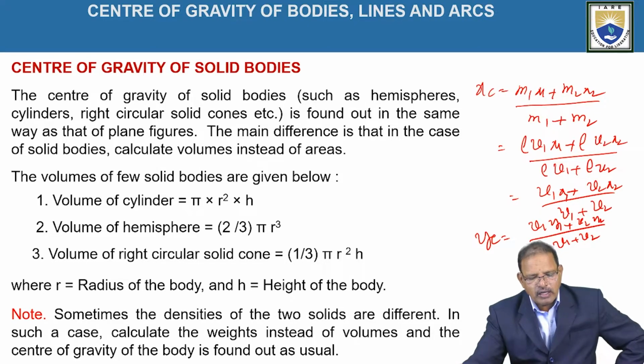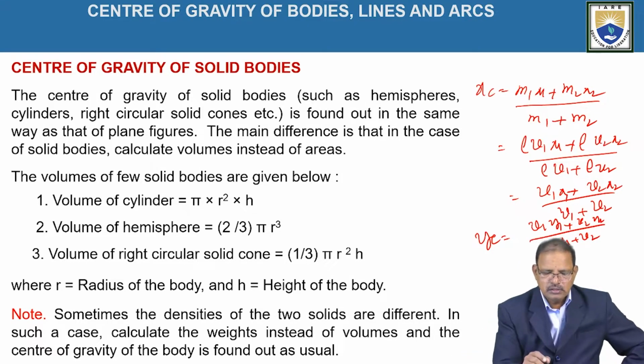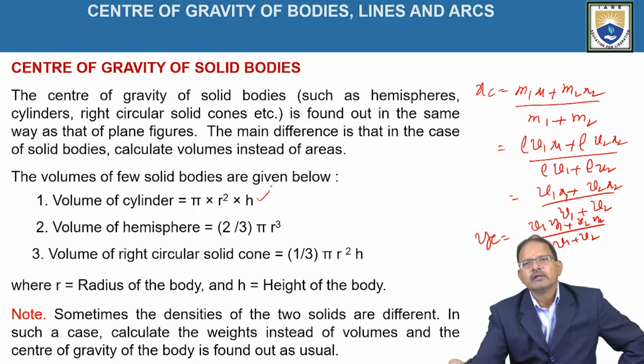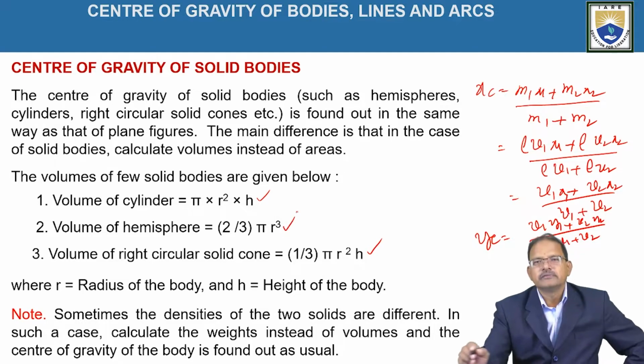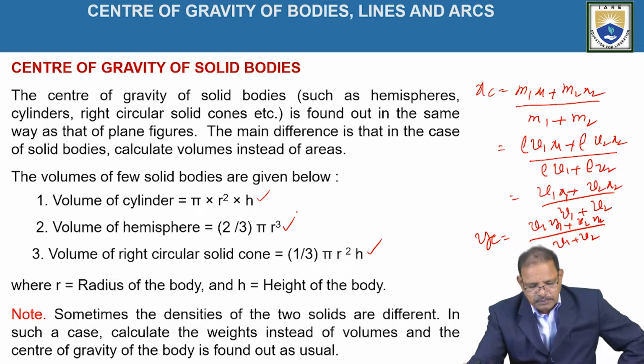Now I am taking the volume of the cylinder is equal to pi r squared h, where r is representing the radius of the base circle and h is representing the height of the cylinder. Similarly, volume of the hemisphere is equal to 2 by 3 pi r cubed and volume of the right circular cone is equal to 1 by 3 pi r squared h. Okay, these are the fundamentals we have to remember while solving the problems.